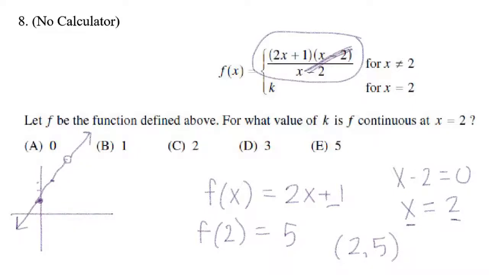Now what this is saying is, well, this is what we have going on with the function. For what value of k would make f continuous at 2? In other words, what value would k have to be when x is 2 for us to be continuous? Well, it would have to be 5. It's the y-coordinate of the hole in the graph. So my answer here should be E.